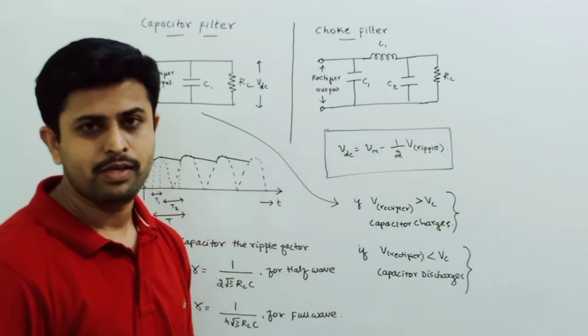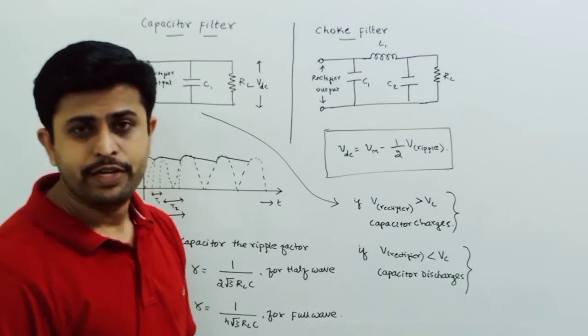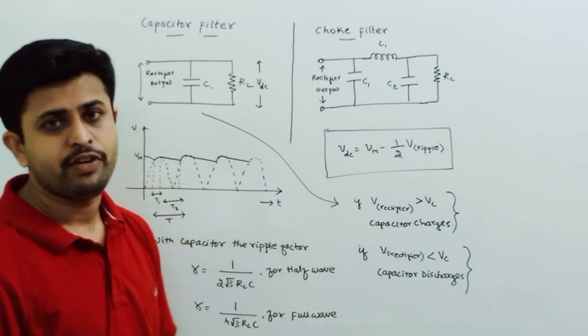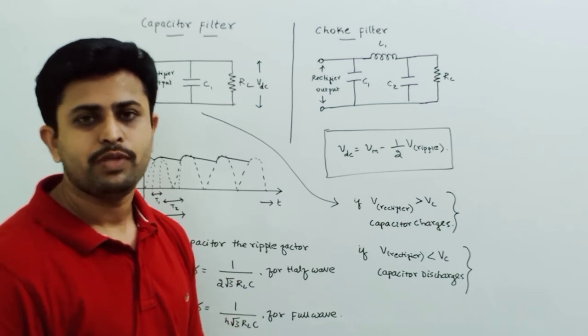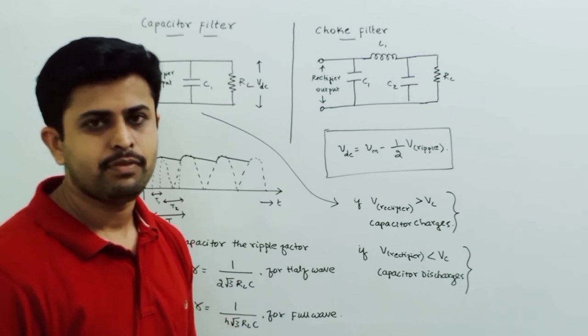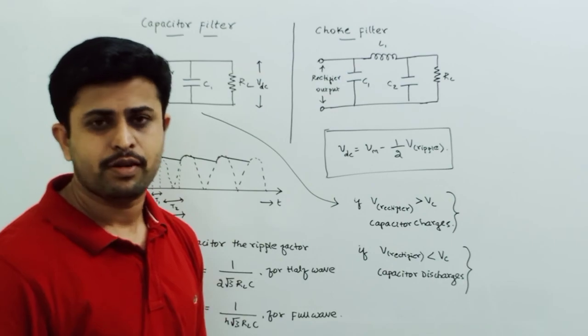So this is how this simple choke filter works, as well as the capacitor filter, and we use these filters to remove the AC content from the output of the rectifier circuits.